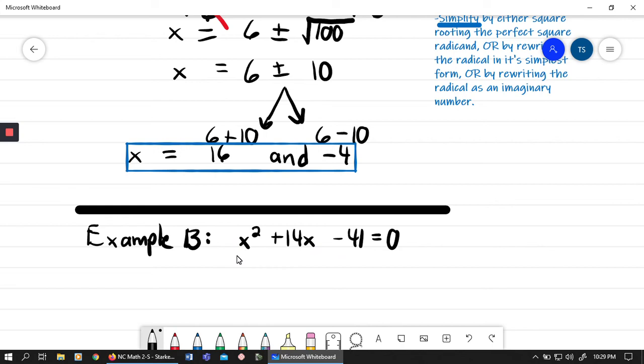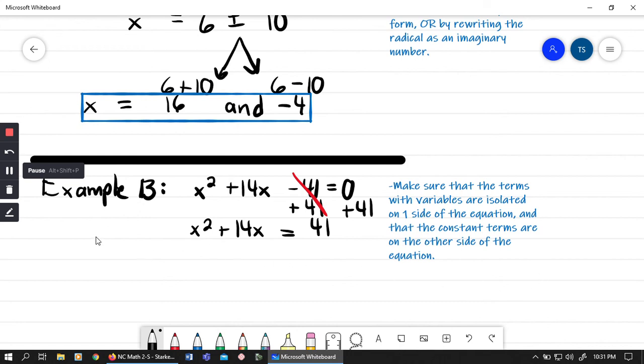So there's no need to divide by a when your a value is 1. The next step again is for us to get all of our terms with variables isolated on one side of the equation, and get all of our constants on the other side. We've moved the 41, that constant term, to the other side of the equation. Now let's start completing the square.